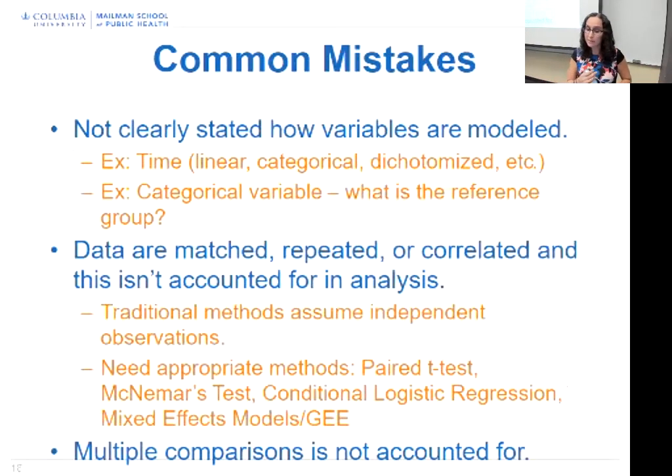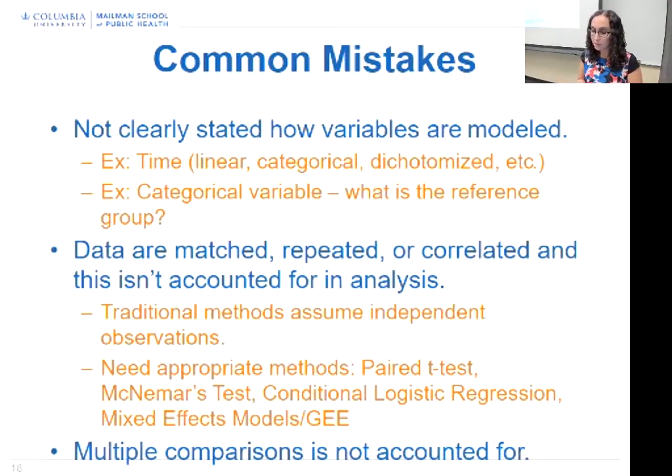So another really common mistake is that information is not given on how things are modeled. Okay, so this might be obvious to you when you're doing the analysis, but one common example is time. There are lots of ways to treat time, and by time I mean historical time. So if your study is from 2002 to 2010, how are you taking time into account in your modeling strategy? Are you treating it linearly? Are you categorizing it? Are you dichotomizing it? There are lots of different ways. There's an infinite number of ways that you can include time in your model. So you have to be explicit on how you included it and potentially why you included it that way.